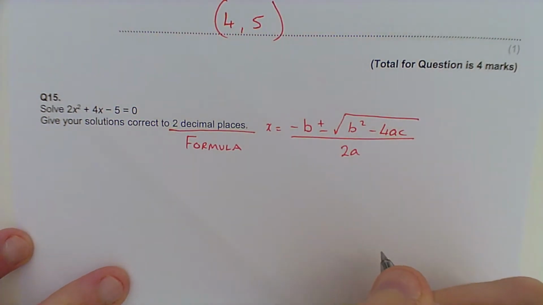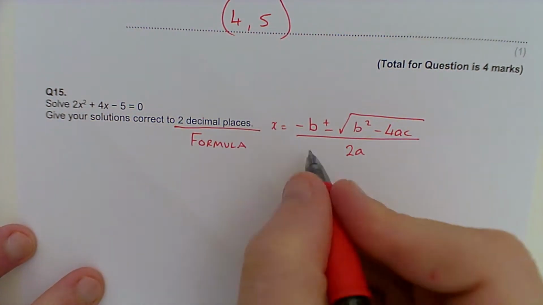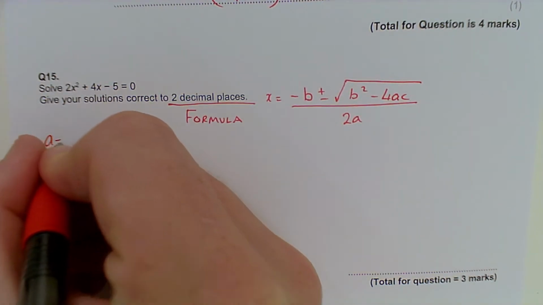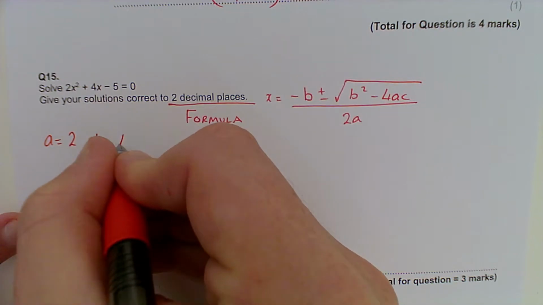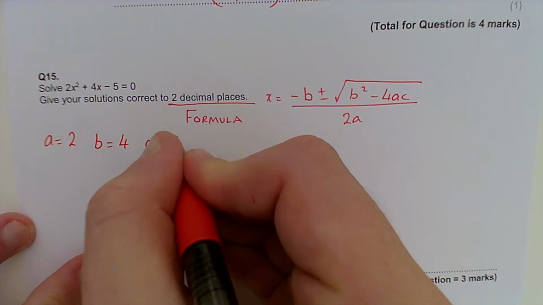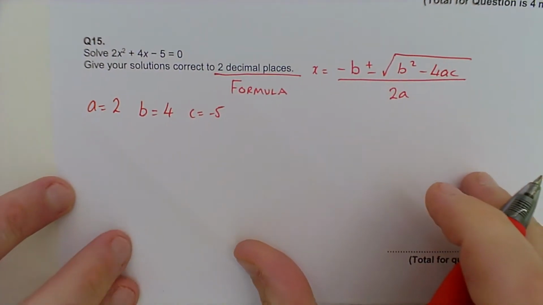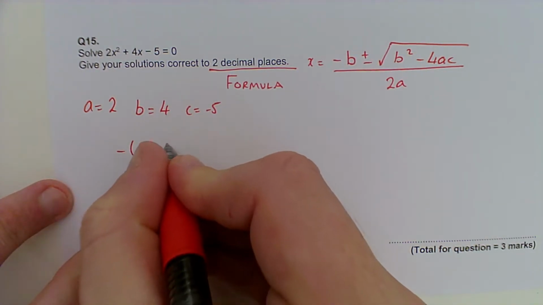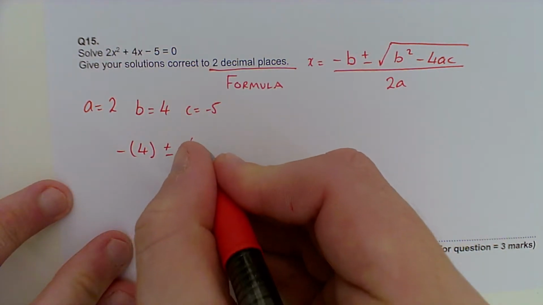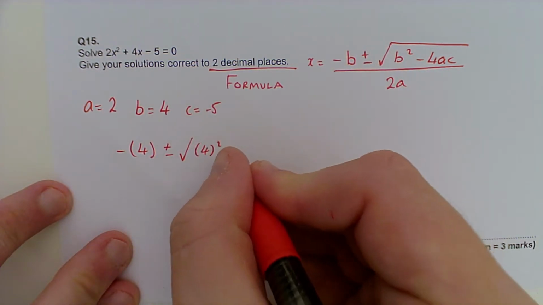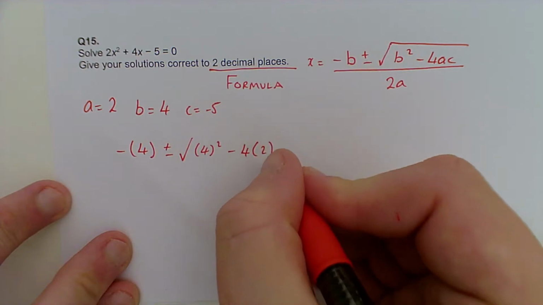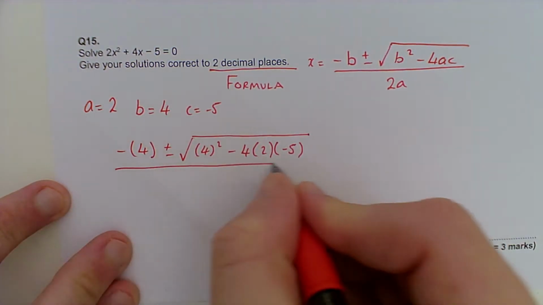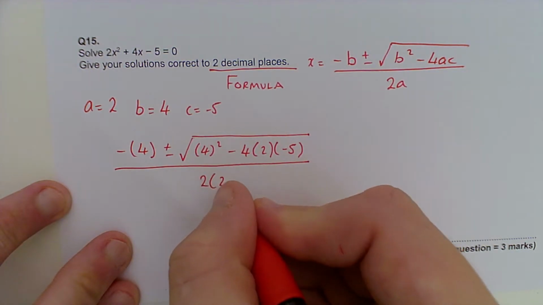And anything I substitute in, I'm going to put in brackets. So what are my a, b and c? Well, from the equation, a is 2, b is 4, and c is negative 5. And anything I sub in, like I said, I'm going to put in brackets. So it's going to be minus 4 plus or minus the square root of 4 squared minus 4 lots of 2 lots of negative 5 all over 2 lots of 2.